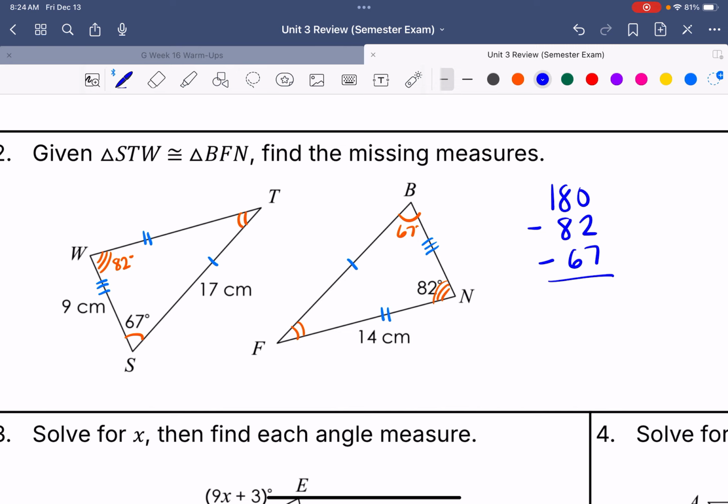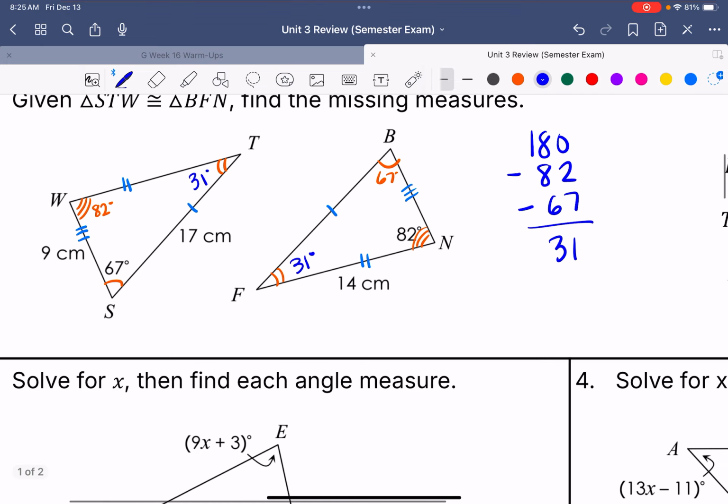And when you do that math, let me put it in the calculator really quickly. That gives us 31. So this last one should be 31, and T is congruent to F. So this one is also 31.